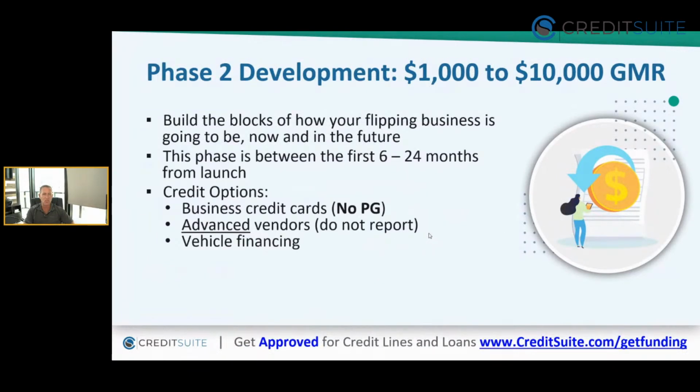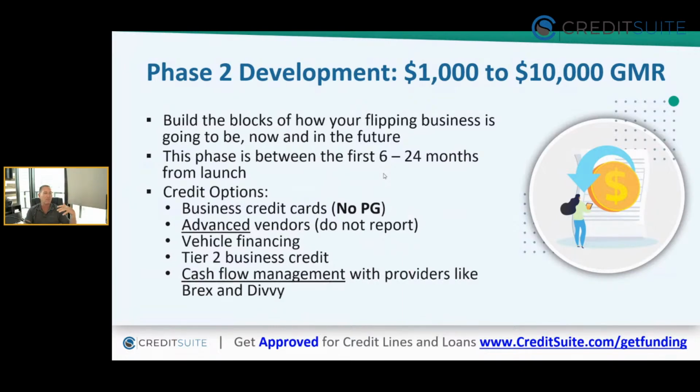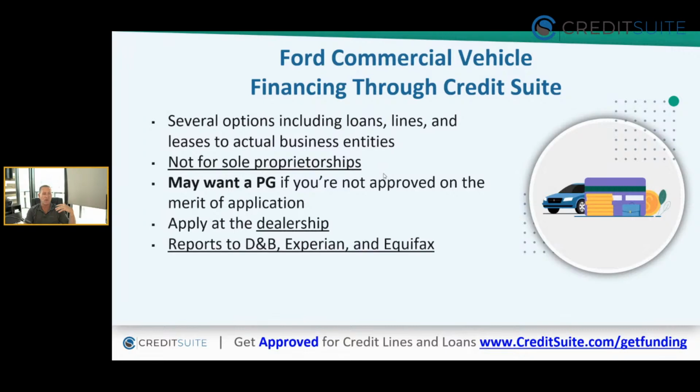So now we're to phase two, right? $1,000 to $10,000 of money, especially recurring money. So now we're looking at business credit cards without a guarantee. Now we're looking at advanced vendors that will give us the help that we need, but they don't report to the reporting agencies. This is where we might need vehicles on the road, right? So we might need to come in and start getting vehicle financing. We need to start managing our cash flow, et cetera.